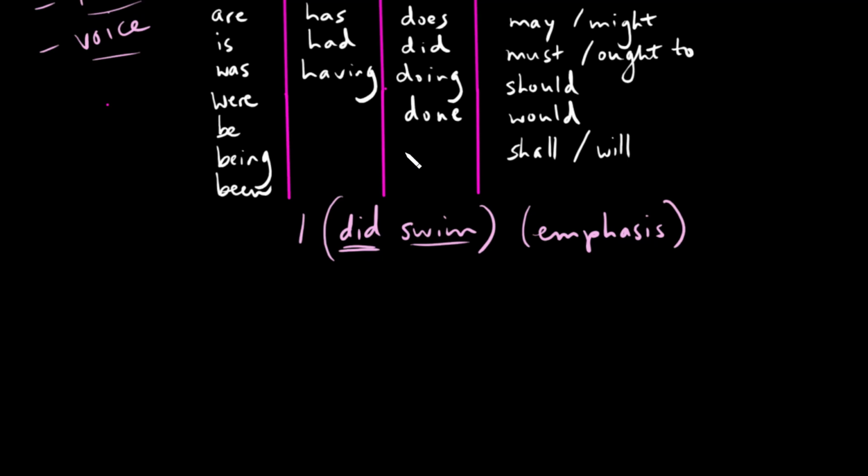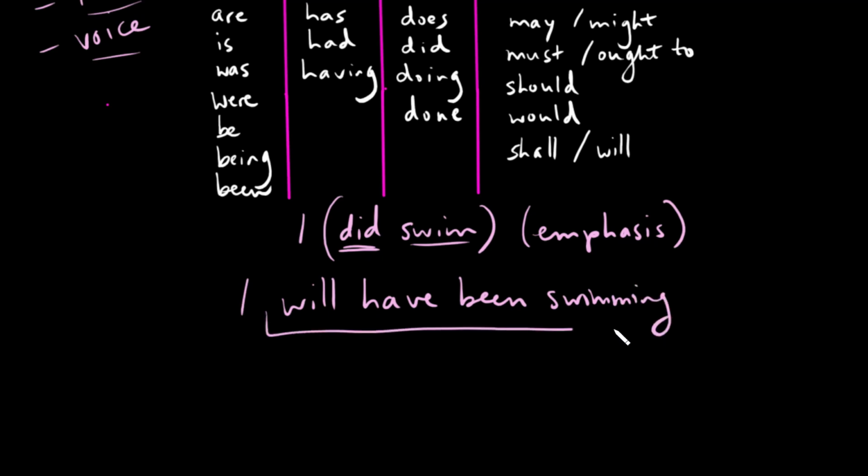If we say, for instance, I will have been swimming. Kind of an elaborate verb phrase here. All of these four words together form the verb phrase. Swimming is the main verb that we're working with here. And then will, have, and been are the helping verbs, as you can see. So if you want the technical term for this tense, you would call this the future perfect continuous.